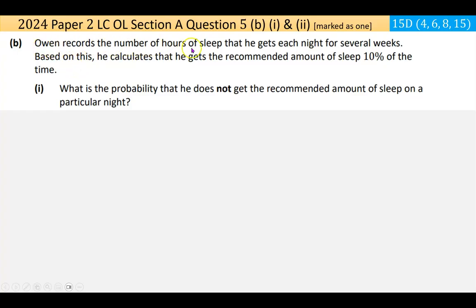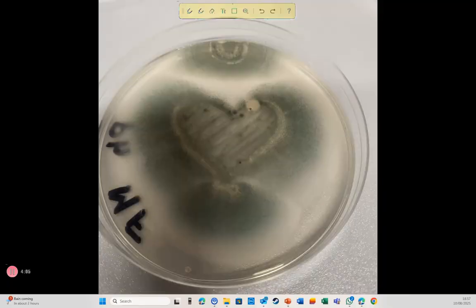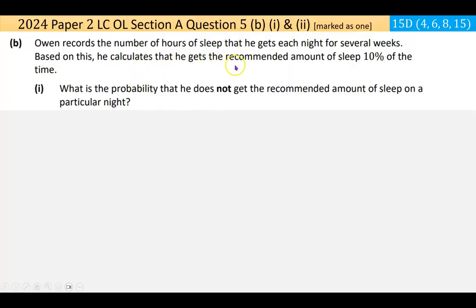Owen records the number of hours of sleep that he gets each night for several weeks. Based on this, he calculates that he gets the recommended amount of sleep 10% of the time. What is the probability that he does not get the recommended amount of sleep on a particular night?